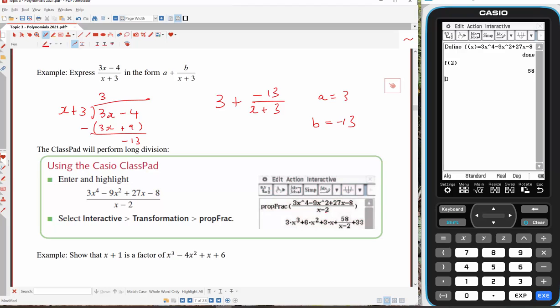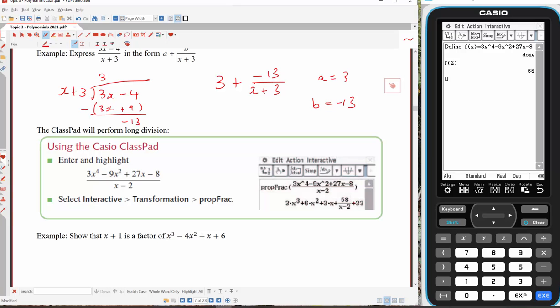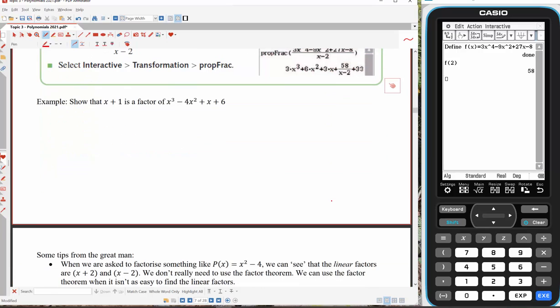So you do prop frac, so interactive transform prop frac, and that'll get it into the required form as well. All right, show that x plus 1 is a factor of that cubic function. Well, don't use long division to do it, okay? To show that there's zero remainder, use remainder theorem.